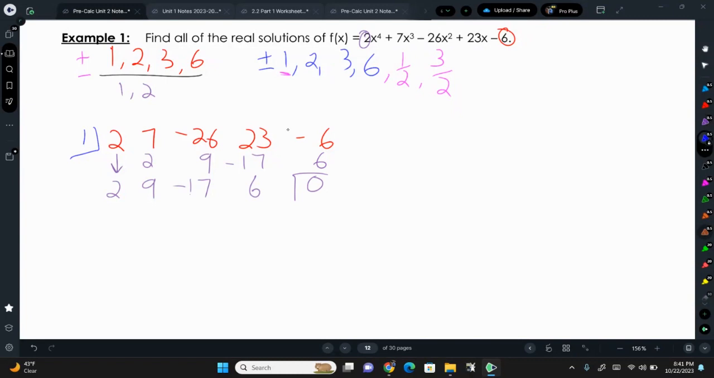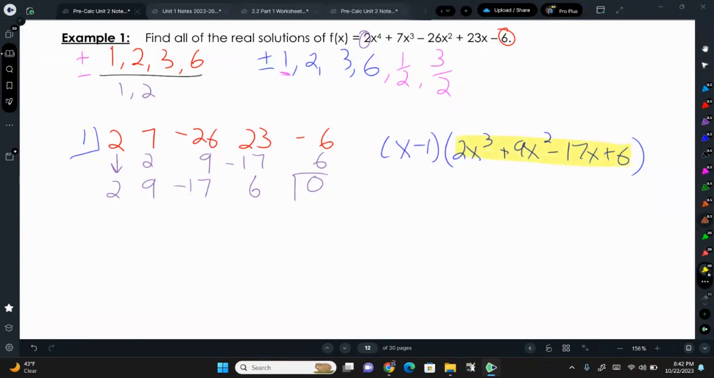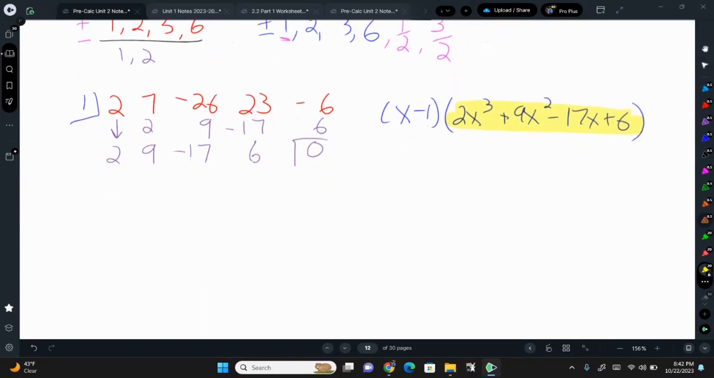So that means if we were to write this in factored form, it'd be x minus 1, and then 2x to the third plus 9x squared minus 17x plus 6. And I'm writing this in factored form over here because if we can factor this now, we don't have to do any more synthetic division.